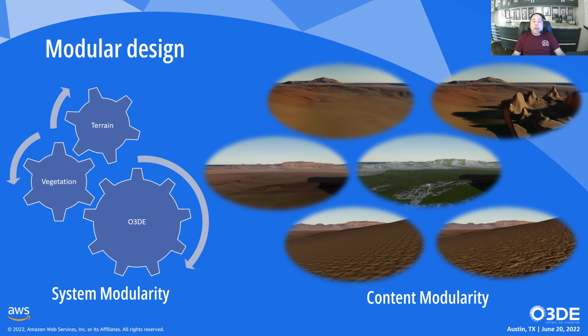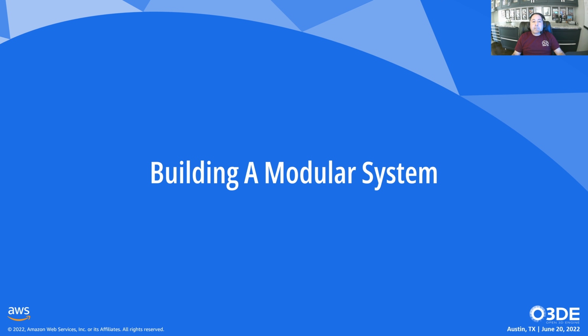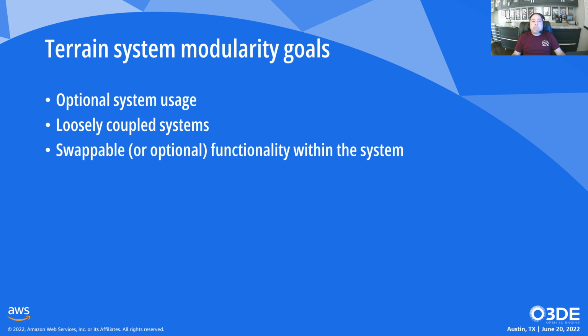In applying modularity to terrain, there's 2 different types of modular design that we wanted to achieve: system modularity and content modularity. System modularity is the ability to make pieces of the system itself optional, reusable, and replaceable. Content modularity is about building a system that lets people author content that's composed of optional, reusable, and replaceable pieces. So let's start by talking about how to make the system itself modular.